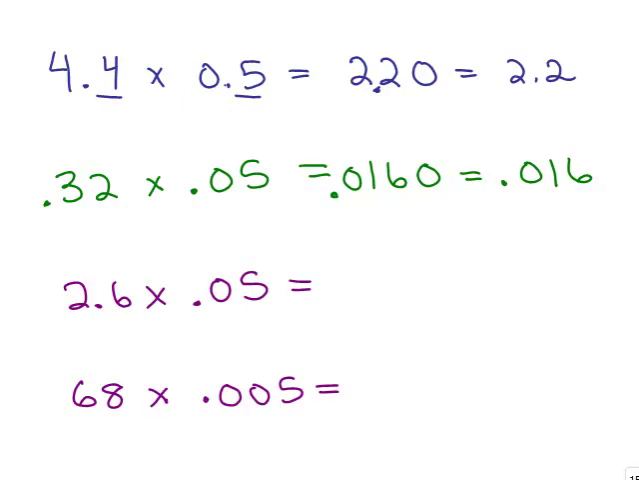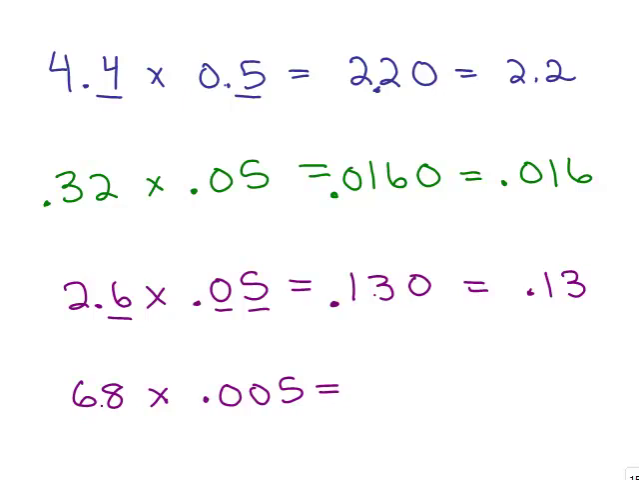All right, for this first one, again, I'm going to ignore the decimals. Got 26 times 5, so that's half of 26. That is 130. And now I've got how many places after the decimal points? I've got 1, 2, 3, so my answer has to have 3 places after the decimal. So it's got to be 0.130 or 0.13.